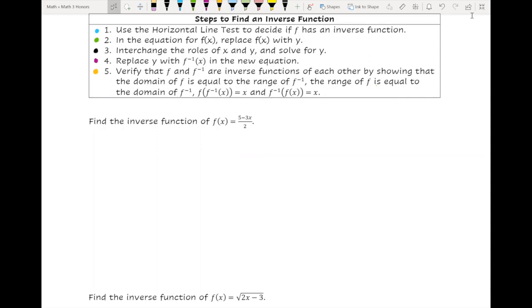Doing well. Today we're going to look at finding inverse functions. I'm trying to color coordinate this, so my first step is in blue, and I need to use the horizontal line test to decide if f has an inverse function.